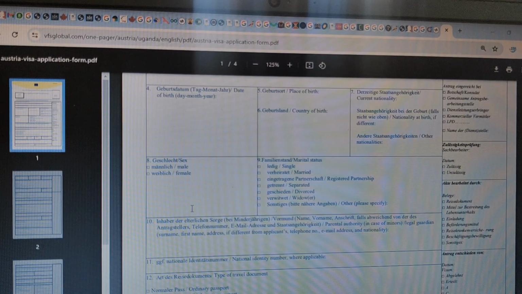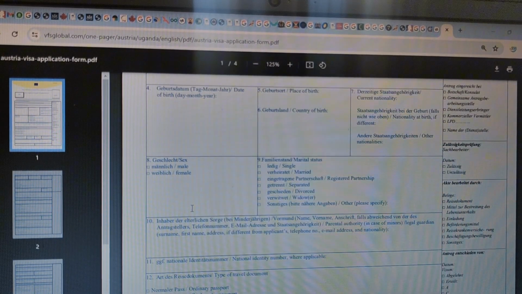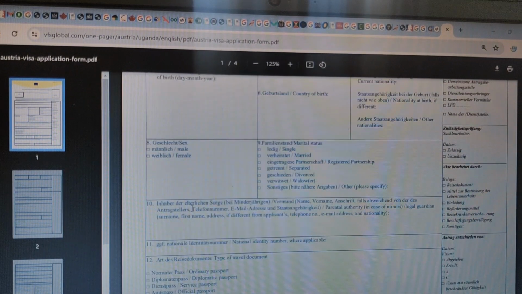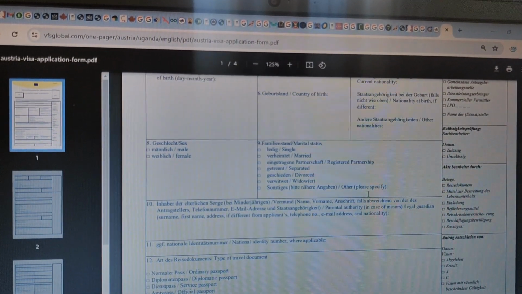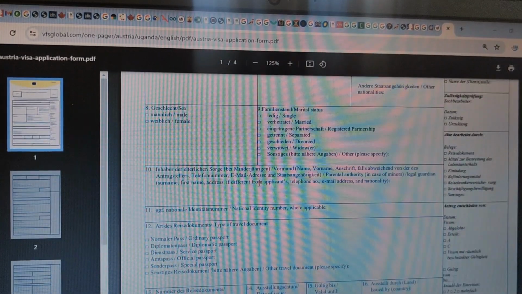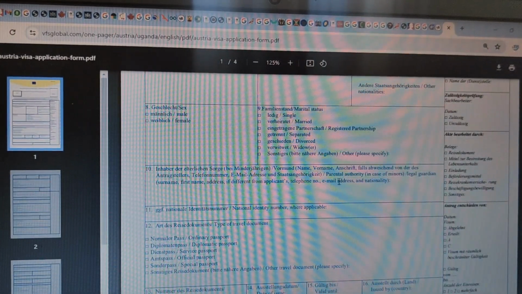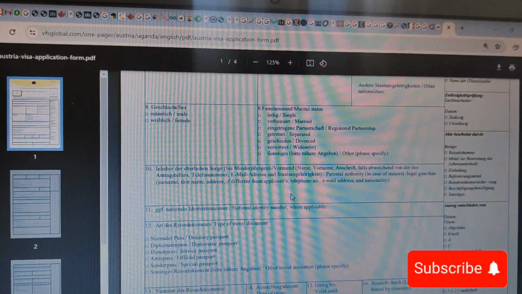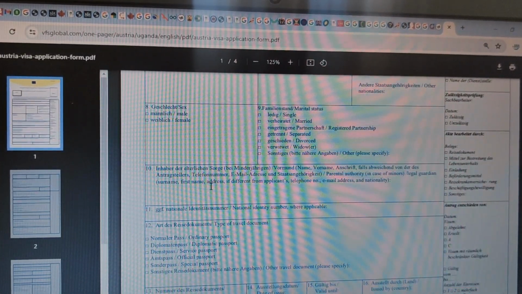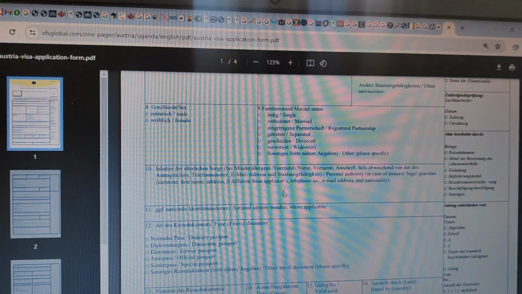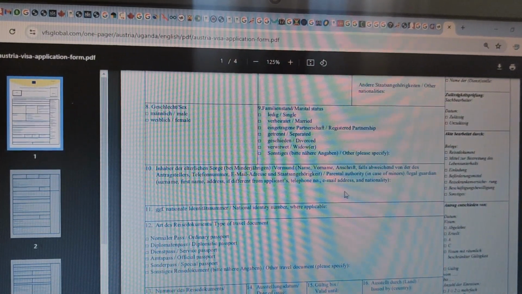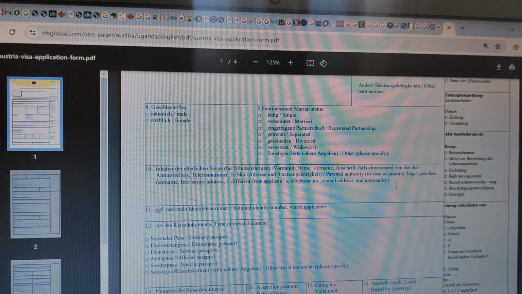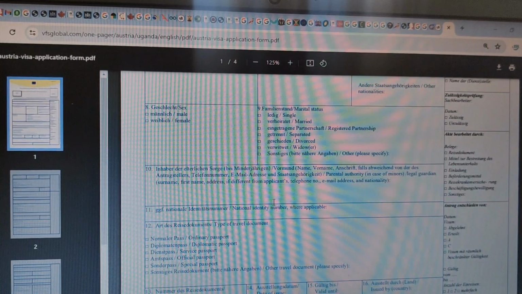marital status, single, married, separated, divorced, widower or widow, or others, please specify. Number 10, parental authority in case of minors, legal guardian, surname, first name, address if different from applicant's, telephone number, email address and nationality. That is if the applicant is younger than 18, is not an adult.